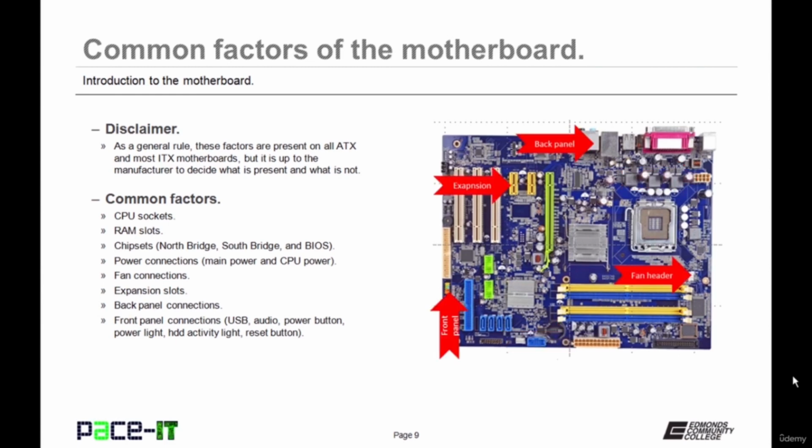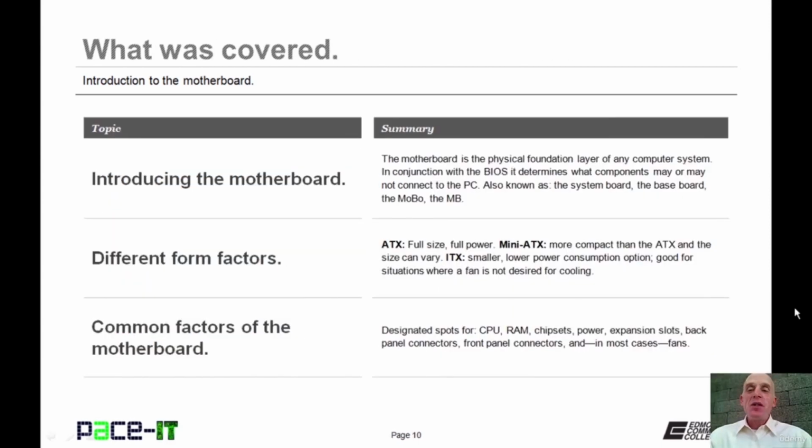Some of the optional connections that are commonly found on motherboards are fan connectors, expansion slots, back panel connections, and front panel connections. Now, I said these are optional because they're not present on every single motherboard and are highly dependent upon the manufacturer. Now, that concludes this session on the motherboard.